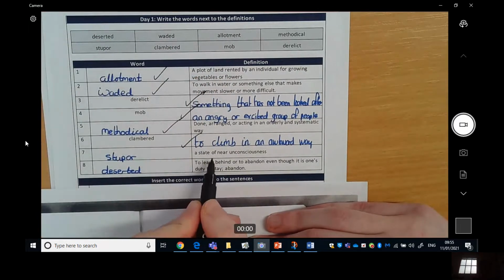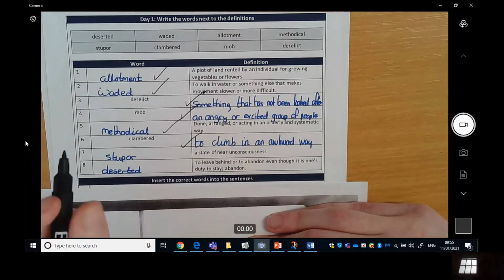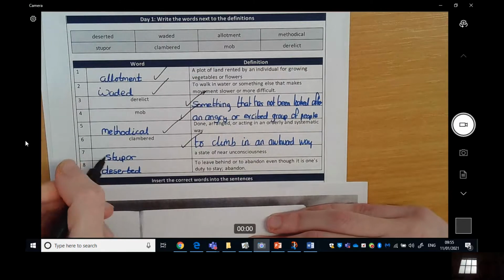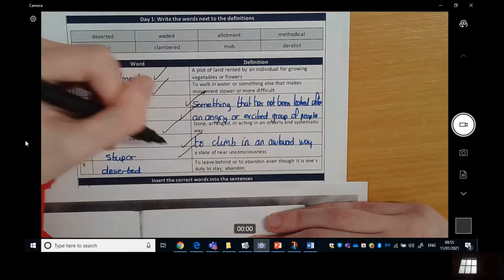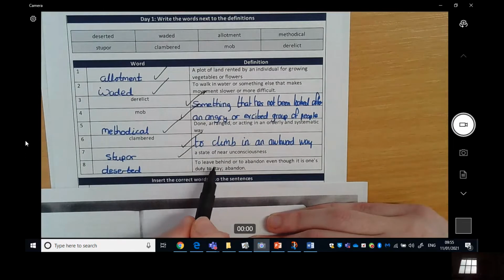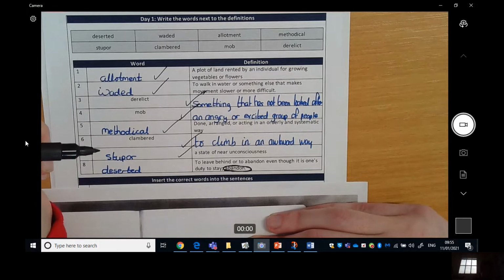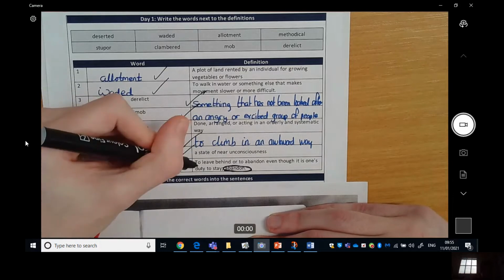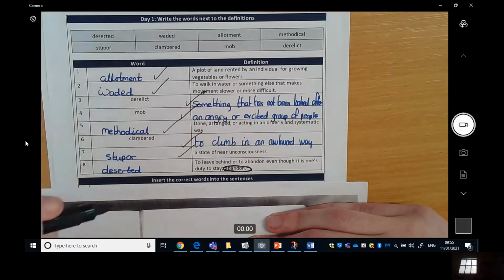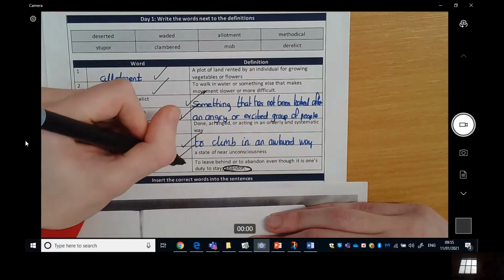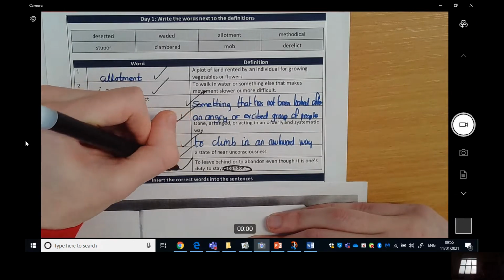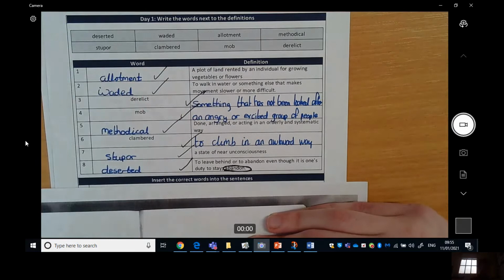Next word, a state of near unconsciousness. Now I know that is stupor because I'm really focused on that word this week because it's brand new to me. So stupor. And finally, to leave behind or to abandon, even if one's duty is to stay, or a synonym is abandon. Now, this was slightly tricky because I've put in a challenge here where I've created a different definition for this word, but by process of elimination, I know that is also a way of explaining what deserted is. So well done if you got those correct.